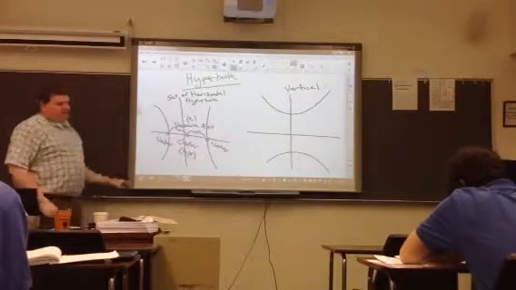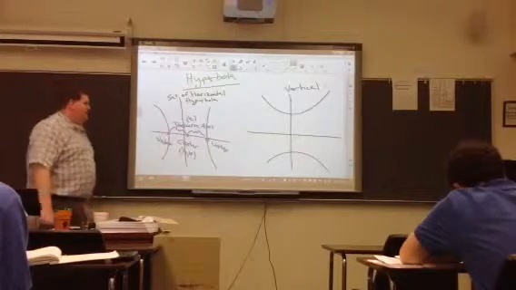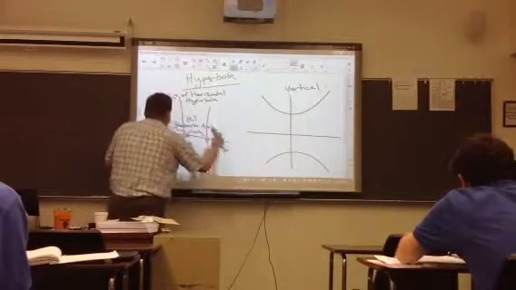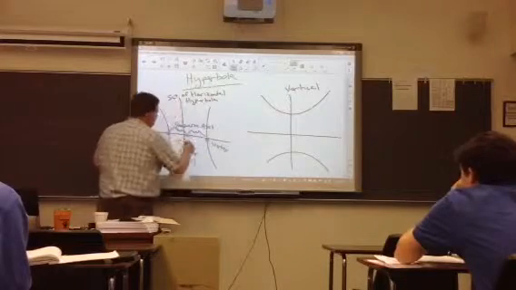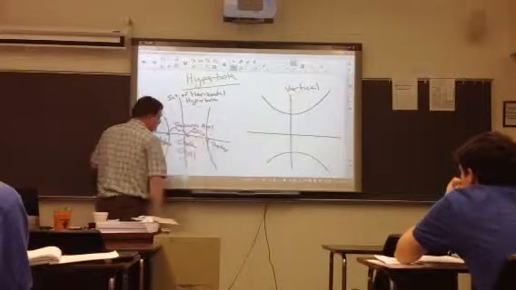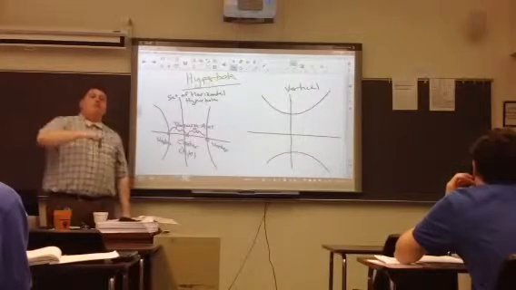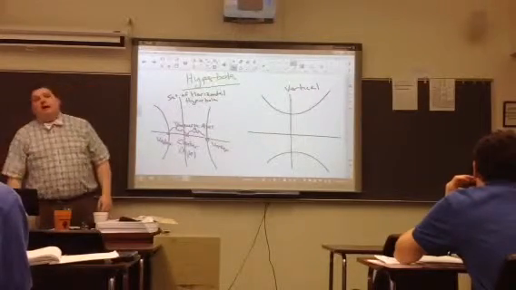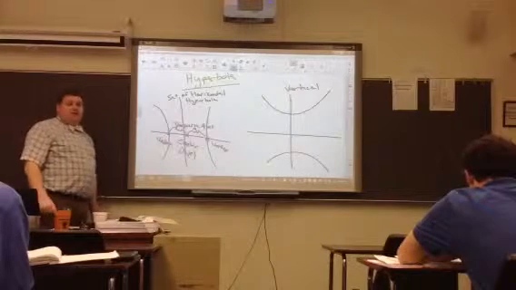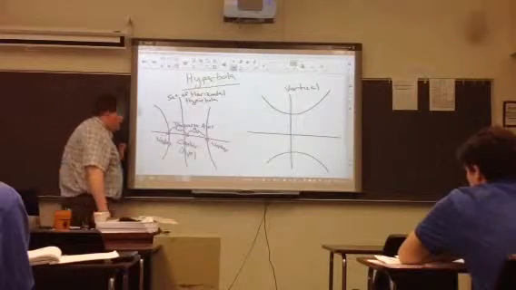And the length of the transverse axis, or actually the length of half of it, is A. We can think of that there as being A. Basically, A is the length from the center to one of the two hyperbolas. Any questions there? Alright.